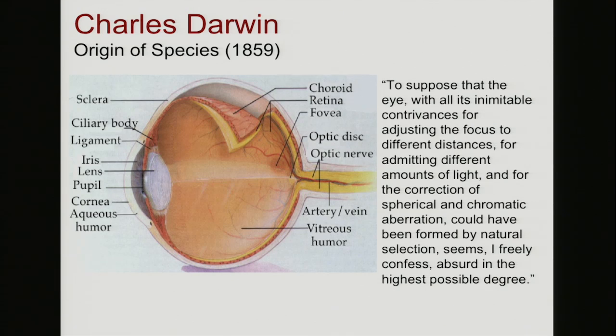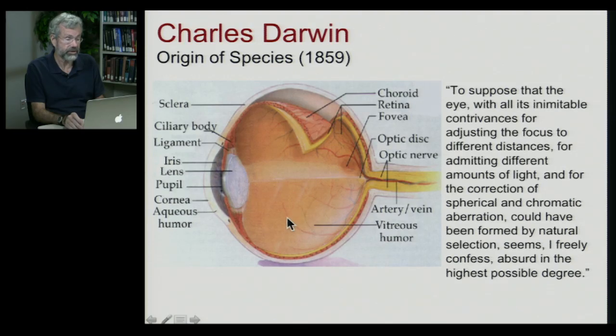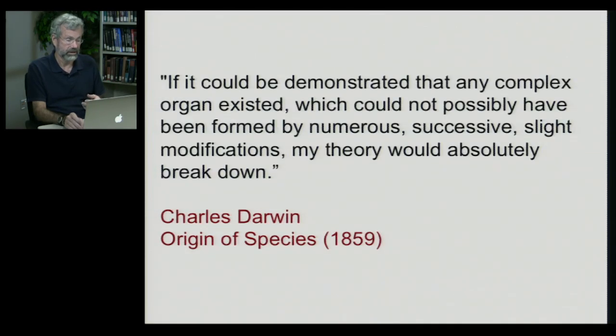I mean, how could you get something so incredibly accurate in being able to focus images onto a screen at the back of the eye in dim light, bright light, near distant, far distant, when intermediate steps would seem not to be very useful at all?